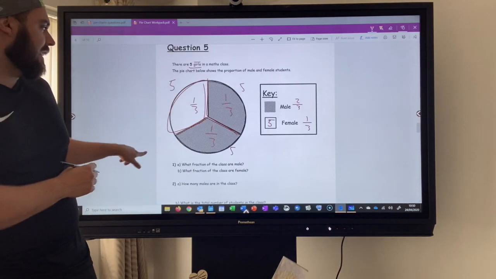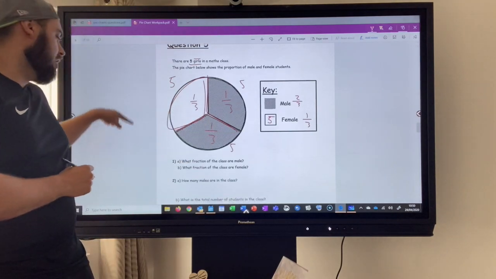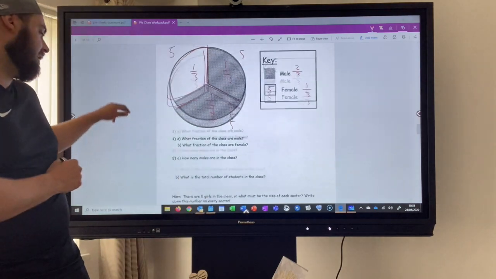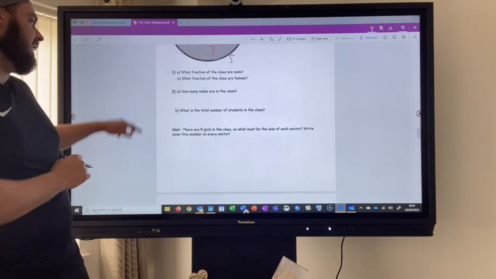What fraction of the class are male? 2/3. What fraction are female? 1/3. How many males are in the class? Well, 5 and 5. It's 10. What is the total number of students in the class? 5, 5, and 5. It's 15.